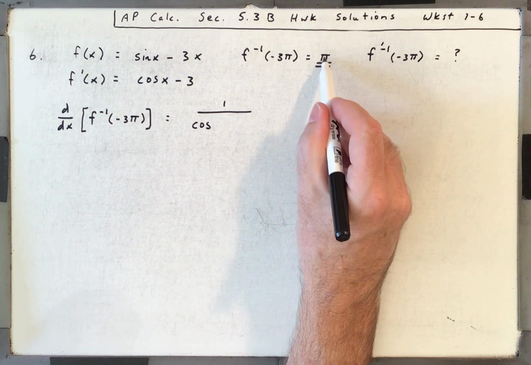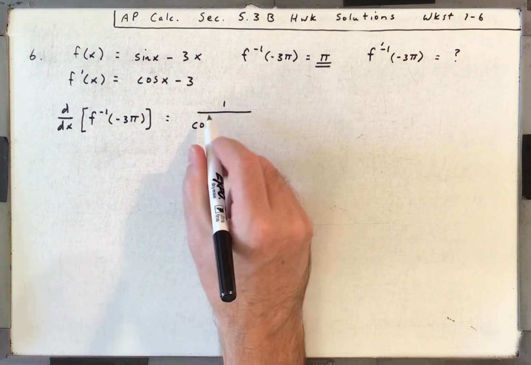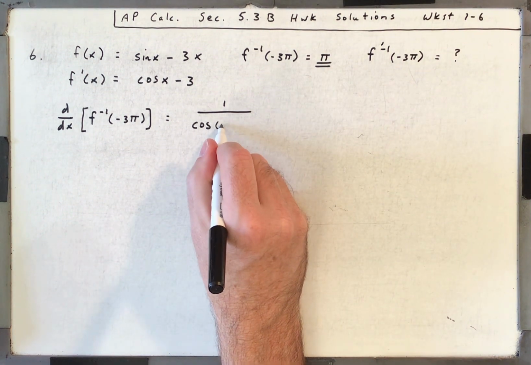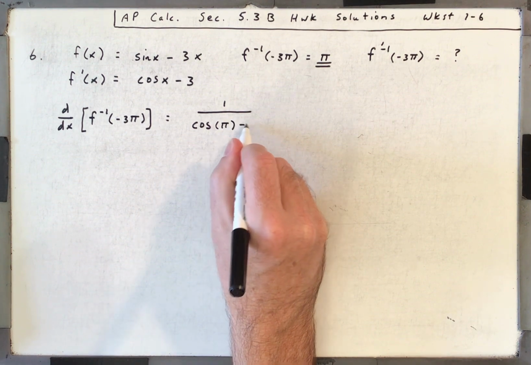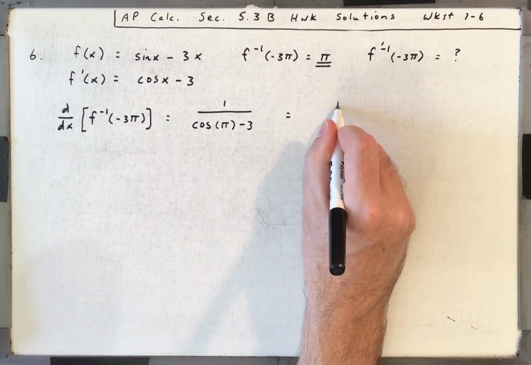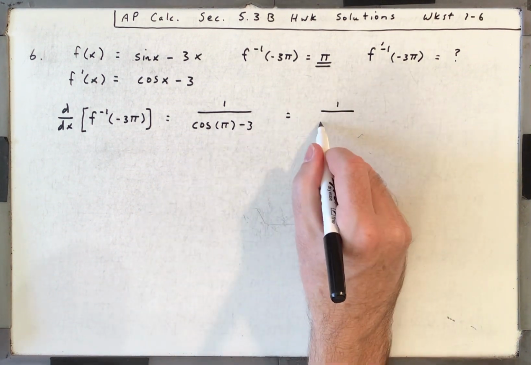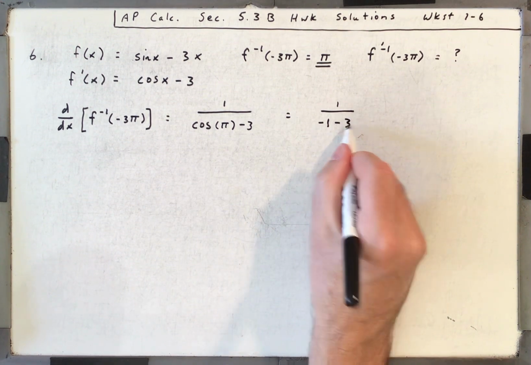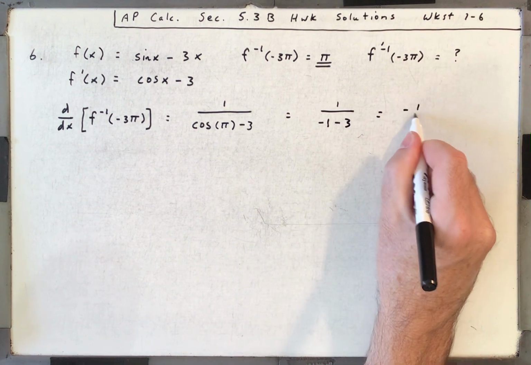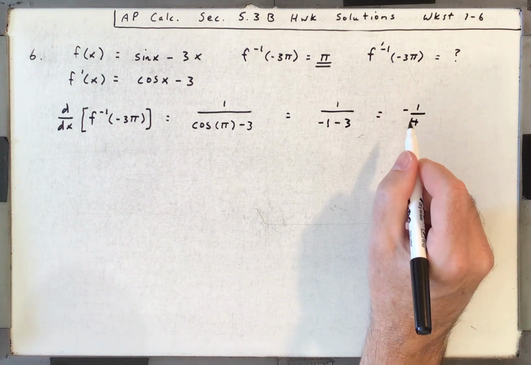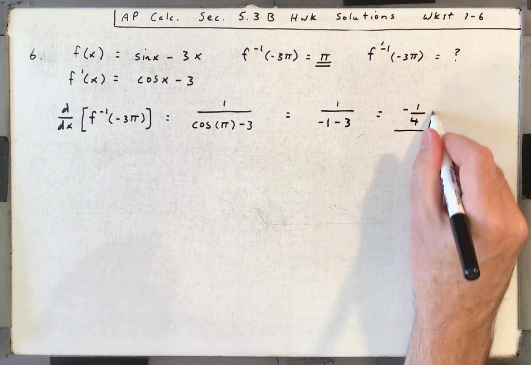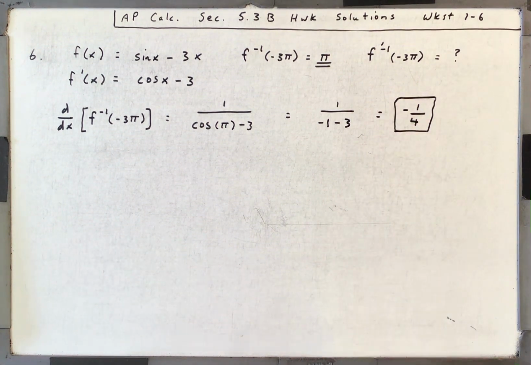So without this value, you can't use this formula. So cosine of pi minus 3, that's going to be 1 over, what's the cosine of pi? It's negative 1 minus 3. So that's going to be negative 1/4. Boom. Easy one. Don't miss those on the test.